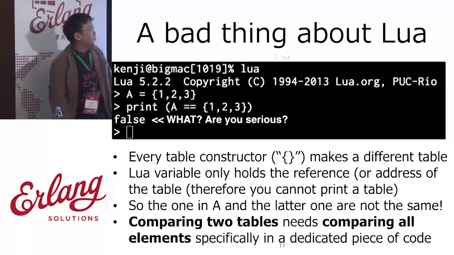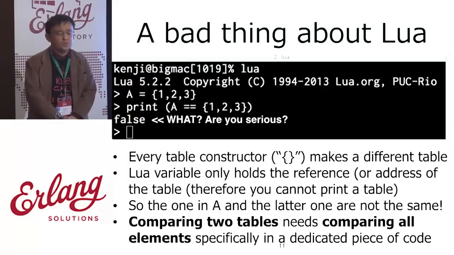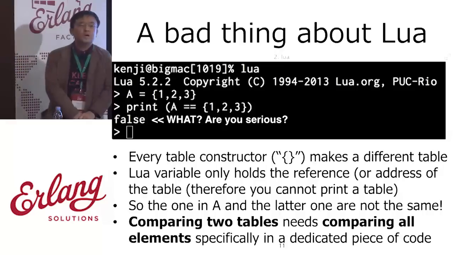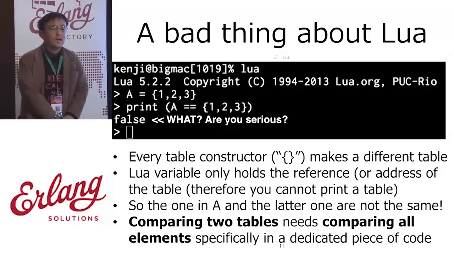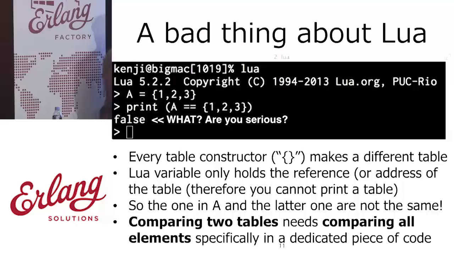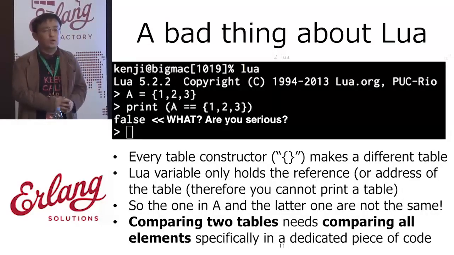on Lua, every table constructor makes a different table. And the Lua variable only holds a reference, the address of each table. So if A has an address of 0x1234567, then this {1, 2, 3} would have an address of 9abcf or something like that. And so this one and this one will not be the same at all. This is the default language specification of Lua.